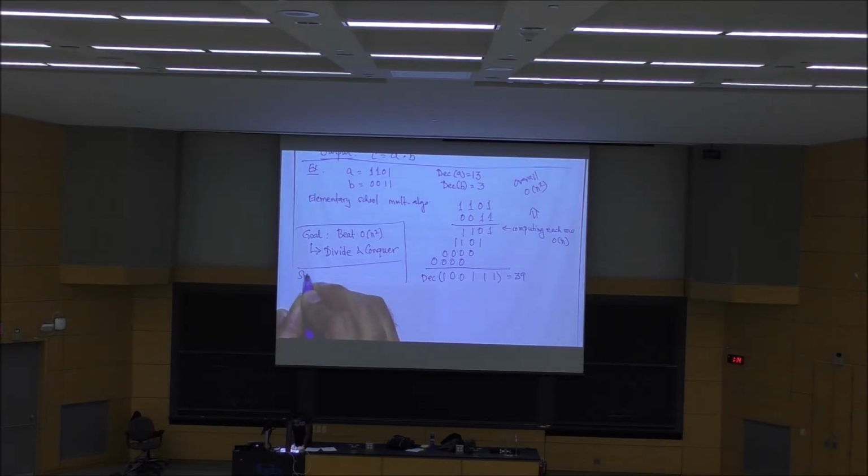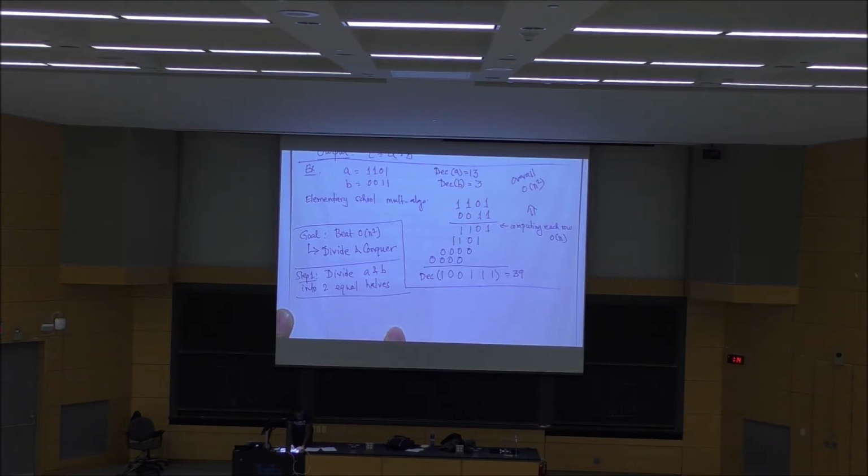So step 1 would be to divide A and B into 2 equal halves. So what do I mean by this?